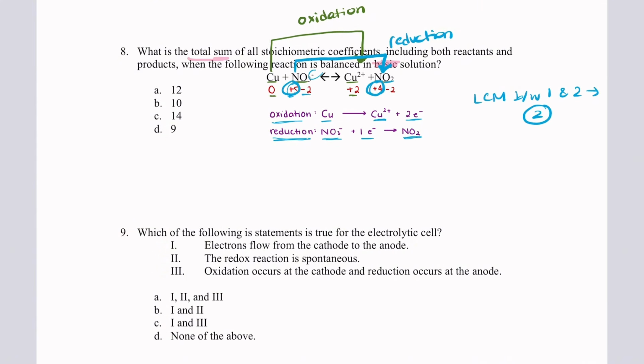That requires us to find the least common multiple of 2 and 1, which is 2. So we multiply the nitrate half reaction by 2. The electrons now match, so when we add the 2 half reactions together, we're going to get copper and 2 nitrate ions produce copper 2 plus ions and 2 molecules of nitrogen dioxide.